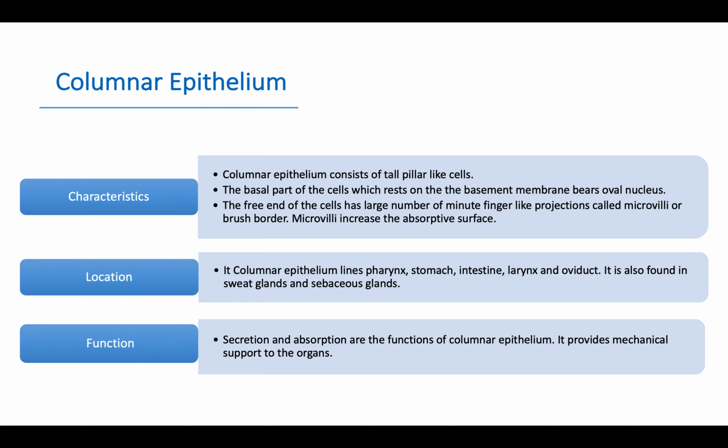Location. Columnar epithelium lines pharynx, stomach, intestine, larynx and oviduct. It is also found in sweat glands and sebaceous glands. Sebaceous glands are oil glands. They secrete oil. Functions of columnar epithelium. Secretion and absorption are the main functions of columnar epithelium. It provides mechanical support to the organs.